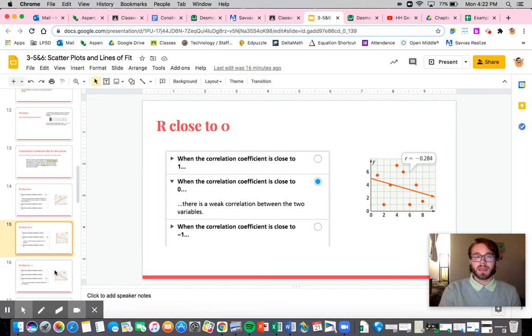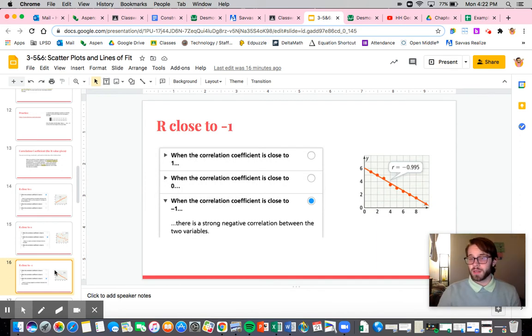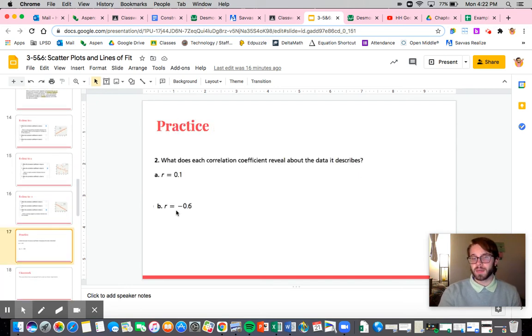And then finally, if it's closer to -1, this is a really good correlation. The closer it is to -1, the stronger it is, and again, it's a negative correlation. So if you were to predict something like this, a 0.1, very weak. It's positive, but it's weak. And then a -0.6, I would say that's a moderate negative correlation. Kind of in the middle. 0.5 might be the exact middle, but this one is pretty close.